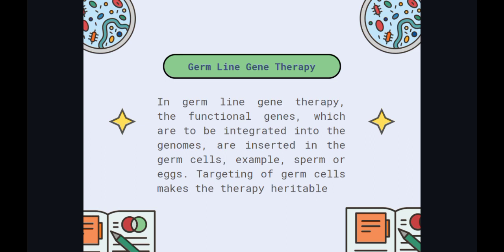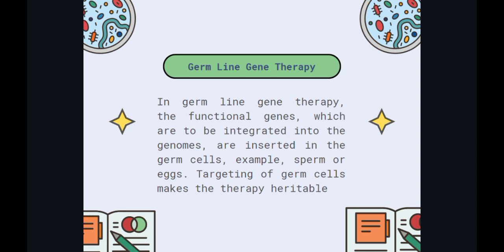Next, we have the germline gene therapy. In germline gene therapy, the functional genes, which are to be integrated into the genomes, are inserted in the germ cells. Example, sperms or eggs. Targeting of germ cells makes the therapy heritable. So, dito sa germline gene therapy, it involves modifying or correcting genes within the reproductive cells, which are the sperm or egg cells or embryos.